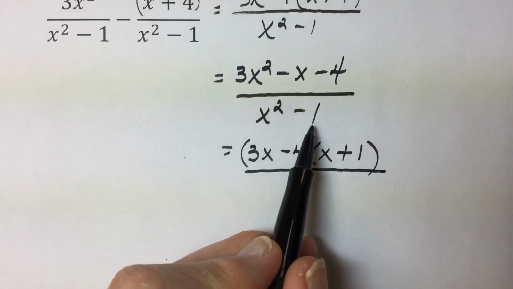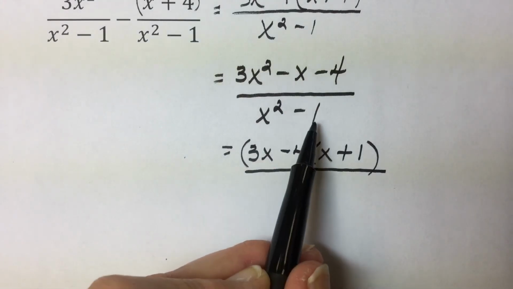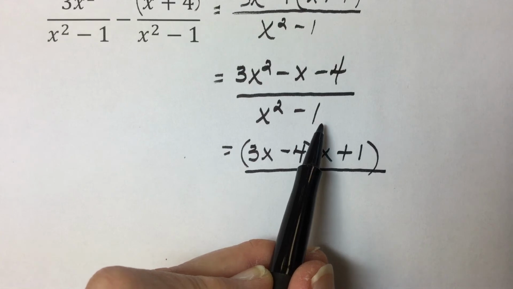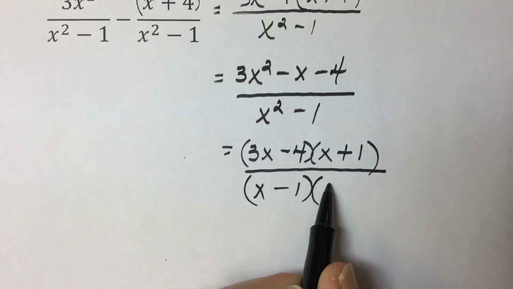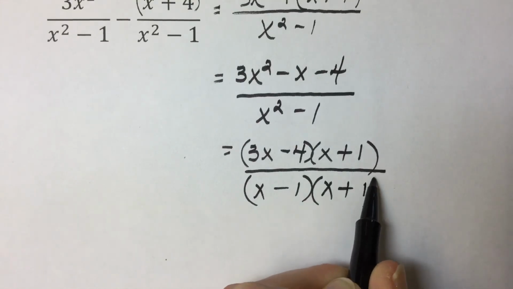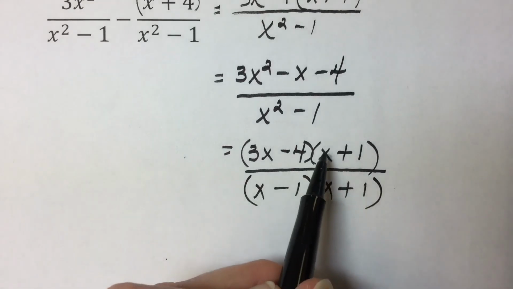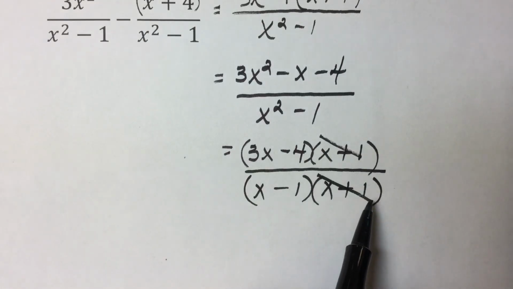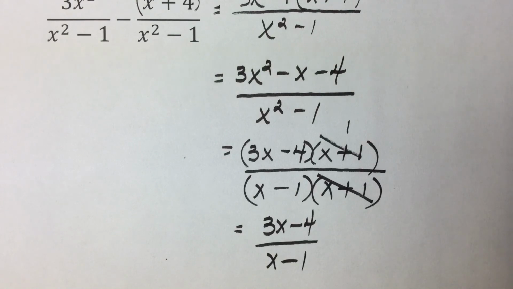The denominator is a 2-term polynomial, which we should think difference of squares, and it does fit the pattern or the criteria: square root of the first minus square root of the second, square root of the first plus square root of the second. Now, looking for simplifying further, we see a common factor of x plus 1, which is equal to 1, leaving the binomial 3x minus 4 over the binomial x minus 1 for our final answer.